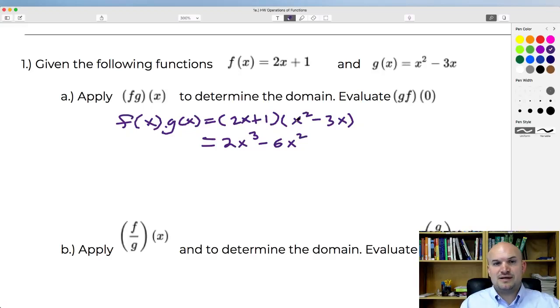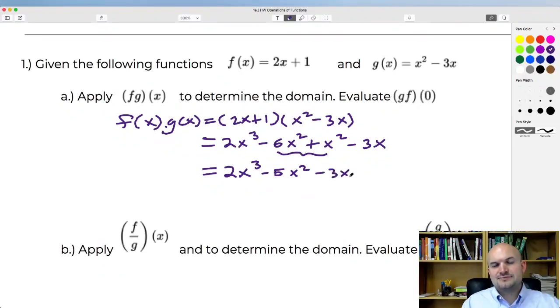Oh, these actually do combine. x squared times 1 is going to be a positive x squared. And then 1 times negative 3 is going to be a negative 3x. And now I can combine my like terms here. And therefore, this is going to give me 2x cubed, this becomes a negative 5x squared, minus 3x.